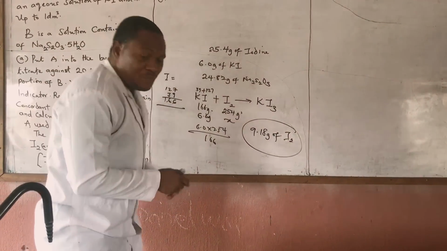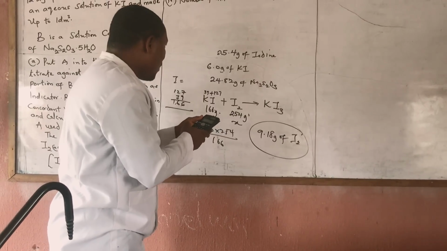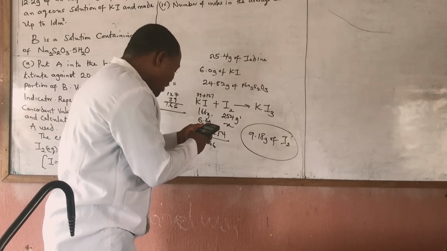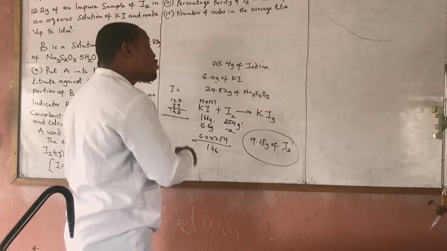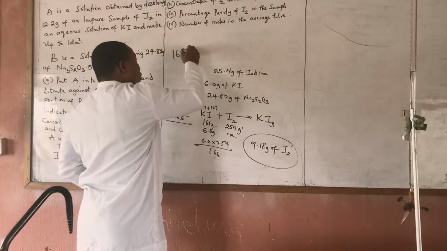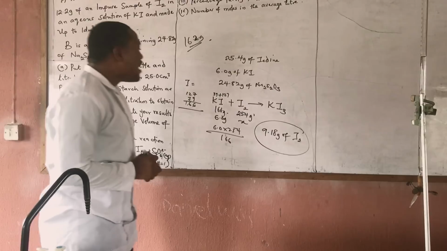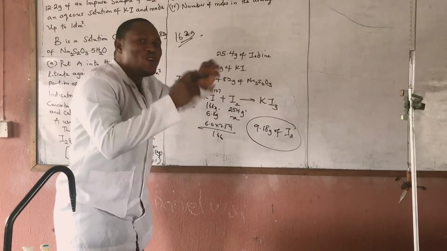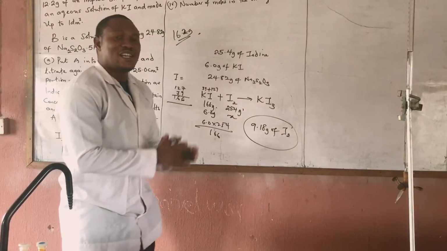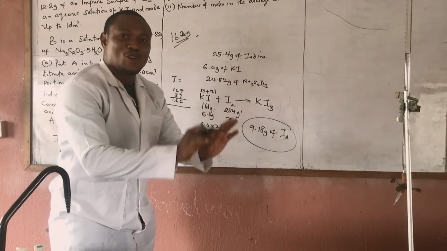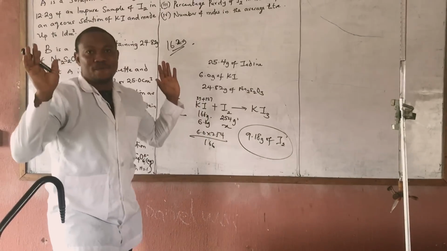Out of the 25.4 gram of iodine they gave us, minus 9.18, we are going to have around 16.2 gram that will not dissolve. Do we get that now? Very, very important: all the iodine will not dissolve in the potassium iodide solution. What you are to do is just use the iodine solution that has dissolved for the titration, and that's all. I hope that is clear.